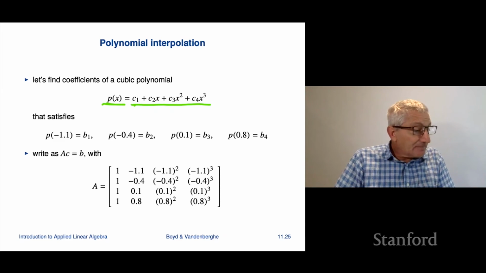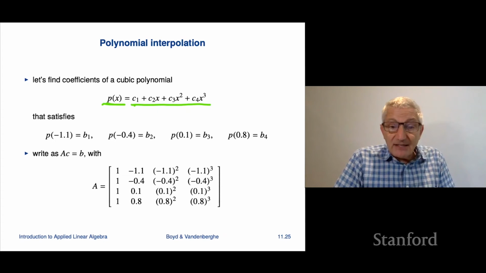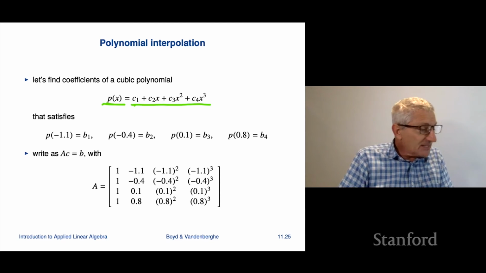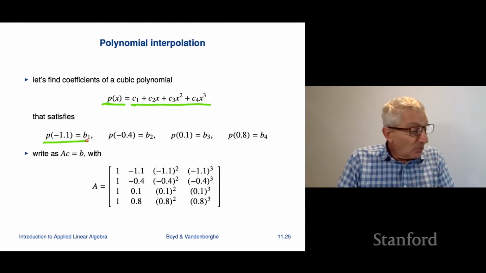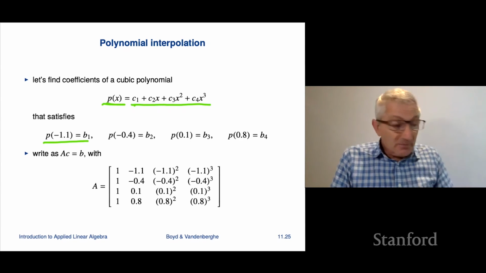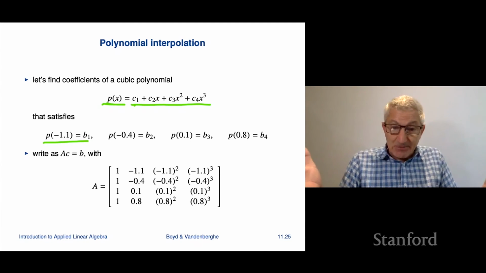Okay, and what I want to do is find a cubic polynomial that satisfies these conditions. So when you evaluate it at minus 1.1, you should get b1. When you evaluate it at minus 0.4, you should get b2. At 0.1, you should get b3. And at 0.8, you should get b4. b1 through b4 are numbers that I have not yet specified.